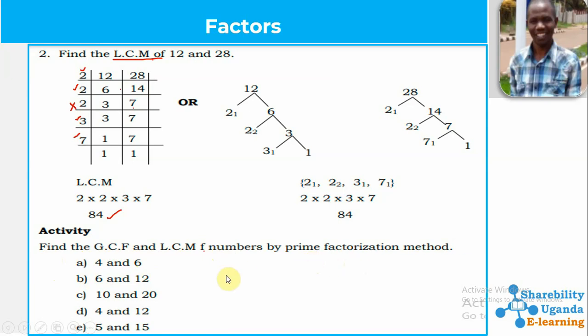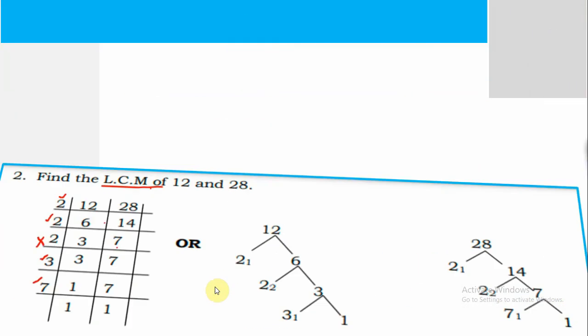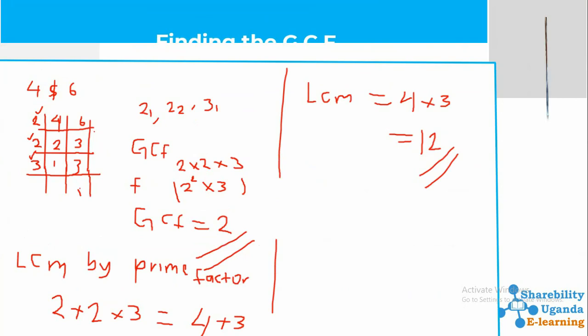So we are able to handle our question part A, and we shall now look at our part B and the rest. So let's go straight in looking at these numbers of ours. Our part B, we have a 6 and a 12.